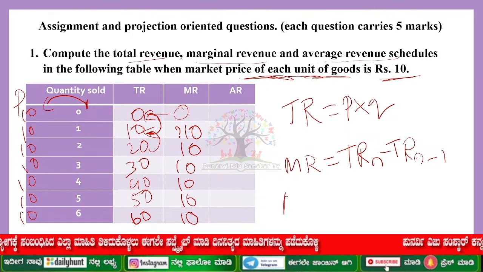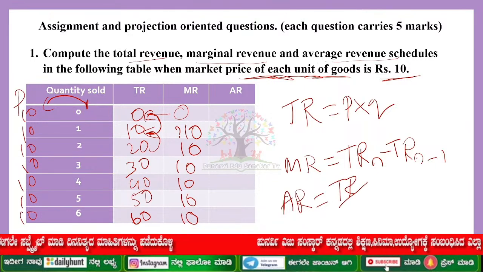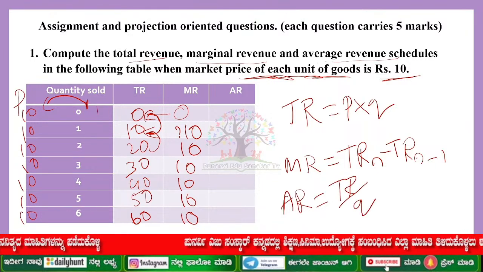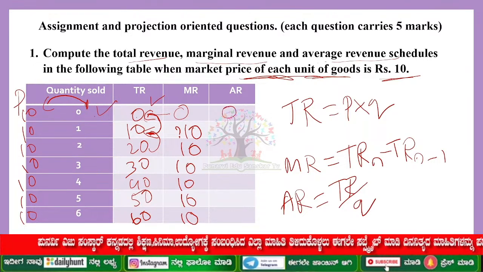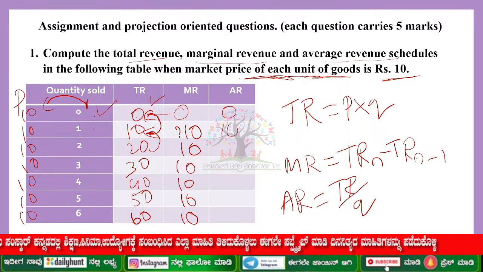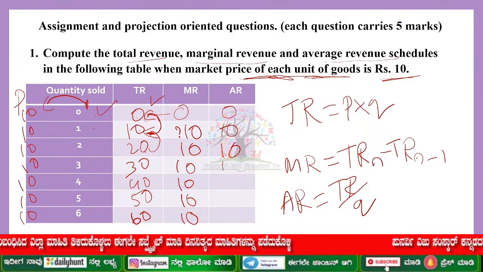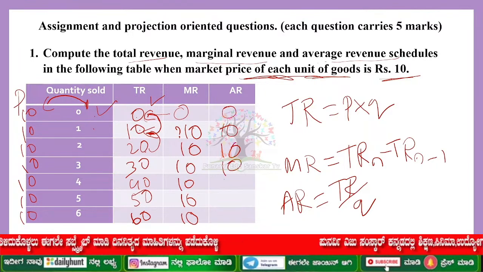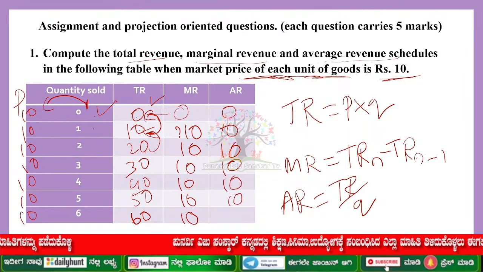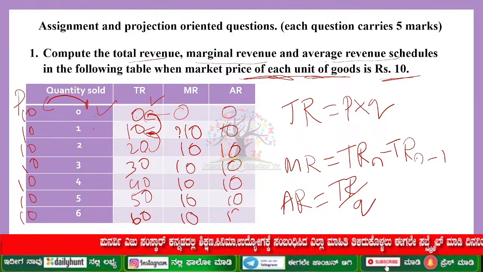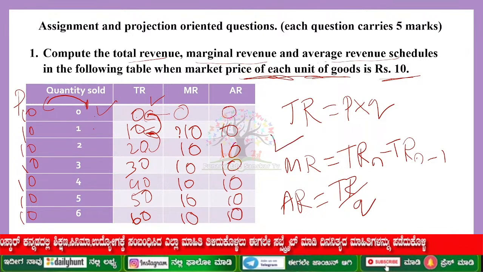In a similar manner, you can find out AR. How we will find out? TR divided by quantity. So here we have quantity, here we have TR. 0 divided by 0, 0. 10 divided by 1, 10. 20 divided by 2, 10. 30 divided by 3, 10. 40 divided by 4, 10. 50 divided by 5 is also 10. 60 divided by 6 is also 10. So this is how we are going to calculate this one.